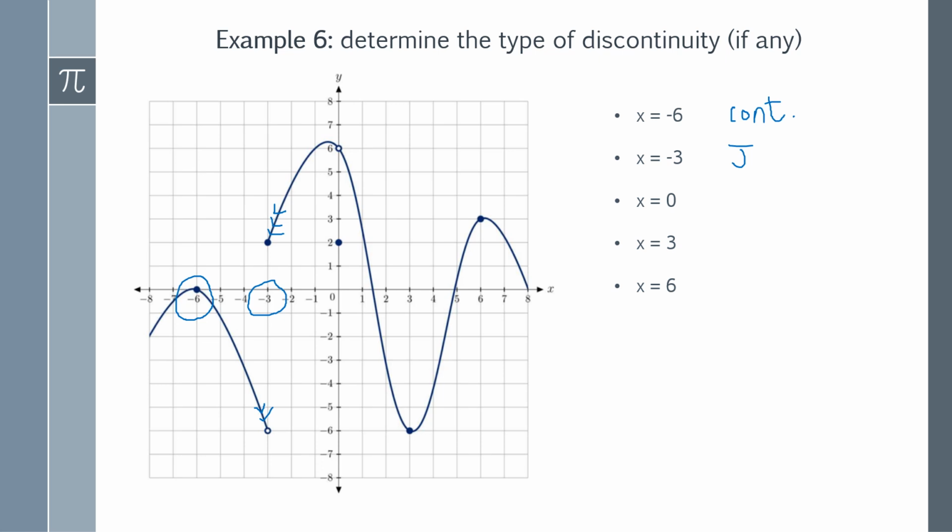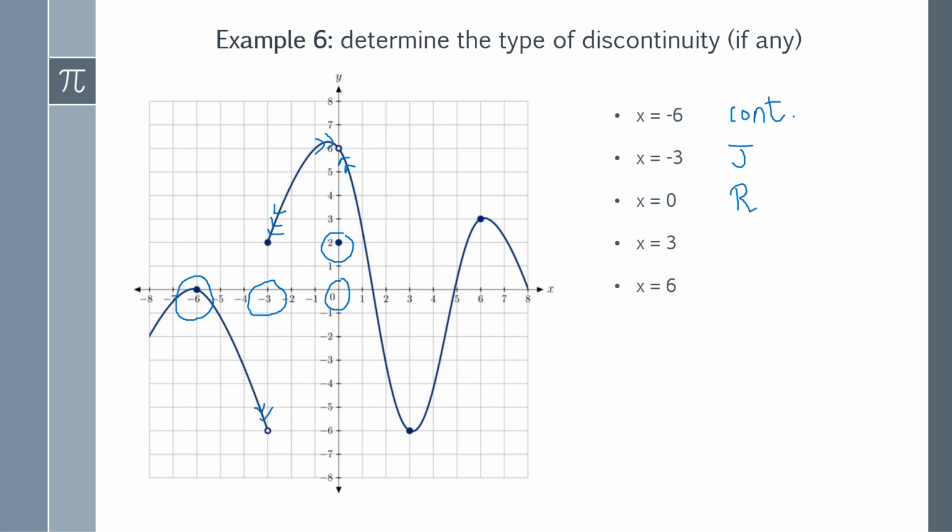All right, x is equal to 0. This point right here. Let's see how the function is behaving here. Okay, the function is defined. There it is. f of 0 is equal to +2. What about the limits? Yeah, the limits do exist. The left and the right limits are equal to 6. But it's not the same as the value of the function. So this is what we refer to as removable discontinuity.